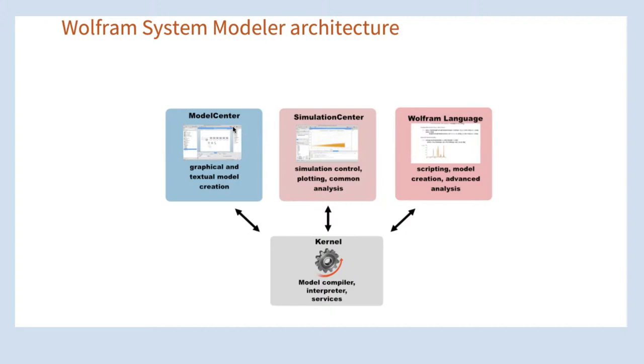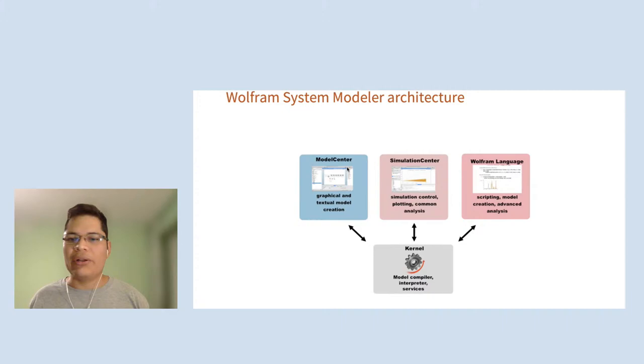Another client that we have is Simulation Center, which is the program where you can control your simulations, plot equations, and do the common analysis. The third client is the Wolfram language itself, which allows you to do scripting, model creation, and also more advanced analysis. The part that we moved to OCaml was the kernel. The rest of the parts are Model Center, Simulation Center, and parts of the GUI of the Wolfram language, which are written in C++. But the core compiler is nowadays written in OCaml.